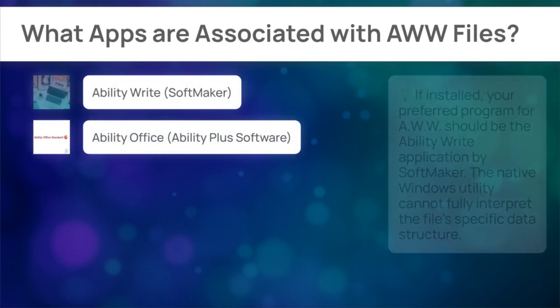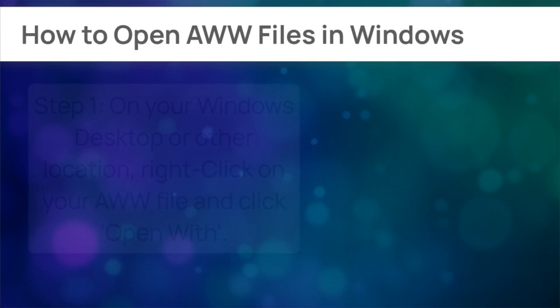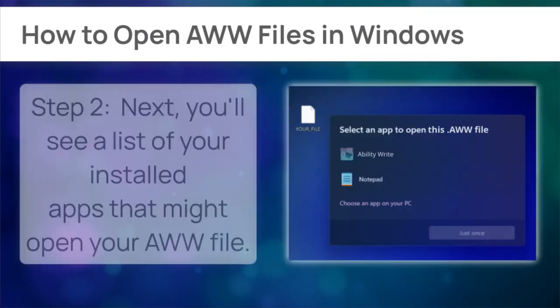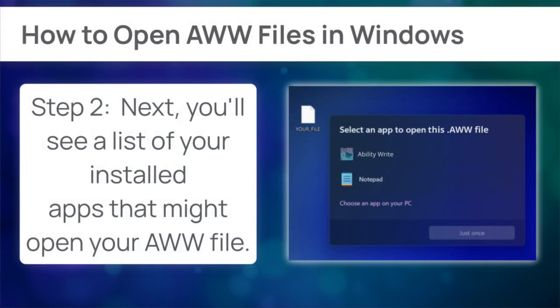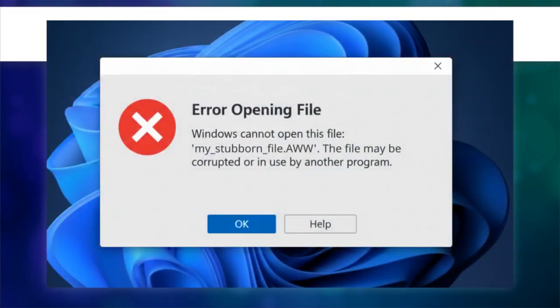The basic data is there, but Windows cannot process the specific formatting tags required. Windows supports basic document viewing, but full editing must occur in appropriate software. Go to your file and right-click the AWW file, choosing Open With. If Ability Write is an option, select it immediately. If it's unavailable, choose another. We need to test the file against all compatible programs. If you cannot access the AWW file, no problem.